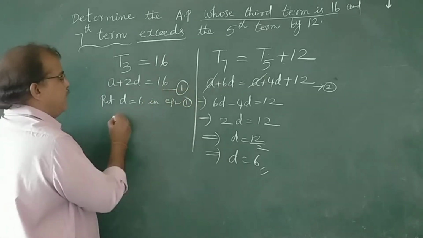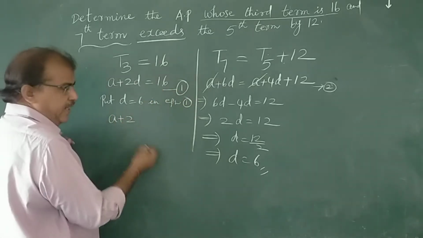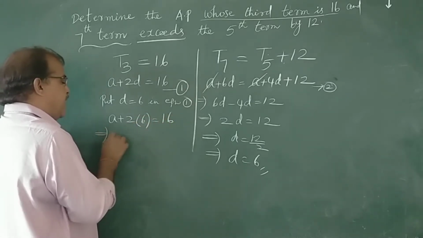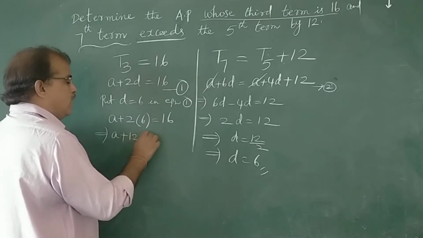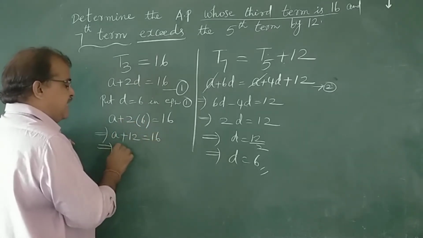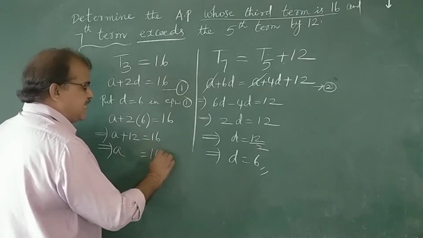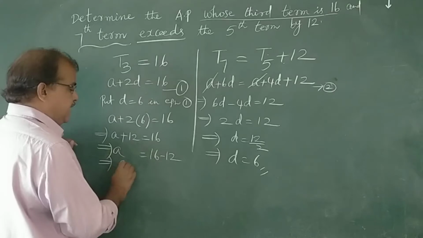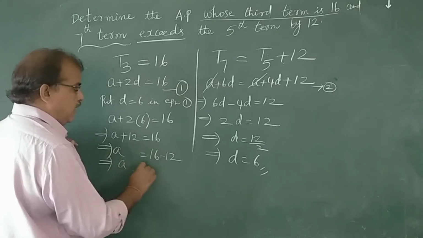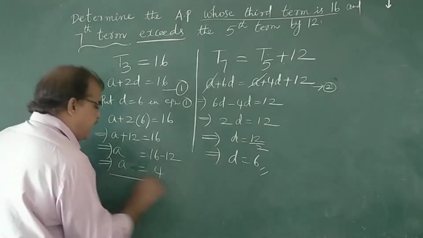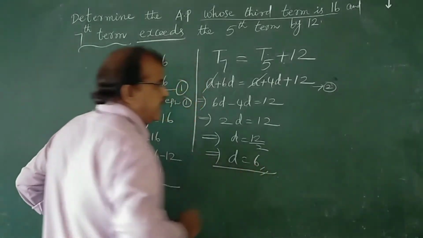So a for a only, 2 into d, 2 into 6, is equal to 16. That implies a plus 12 is equal to 16. That implies a is equal to 16 minus 12. A is equal to 4. Now I got the A value, and now I got the D value.